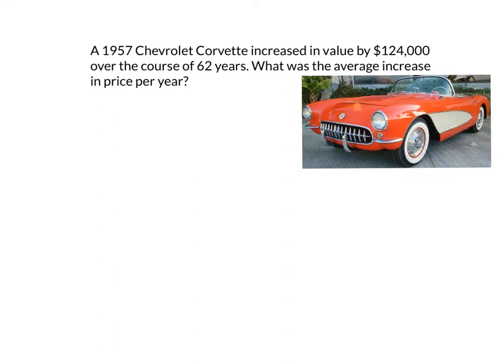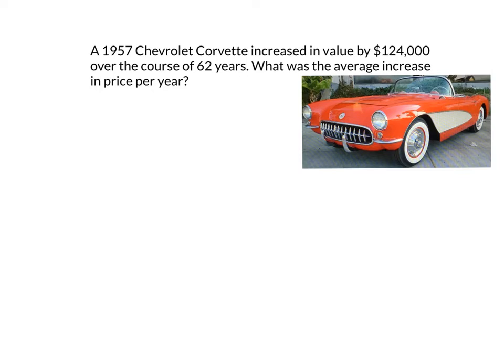Remember, in 1957, a dollar was worth a lot. You can get a loaf of bread, a gallon of milk, and a whole bunch of other stuff for a dollar. So it was about $3,000 back then. I think it was back in 2017 that you'd pay $124,000. And what we're asking is, if the price increased by the same amount each year and you split it up over the course of 62 years, how much would it have increased by each year?